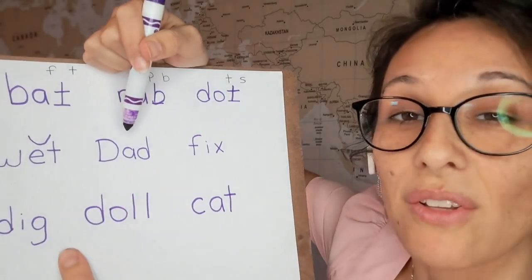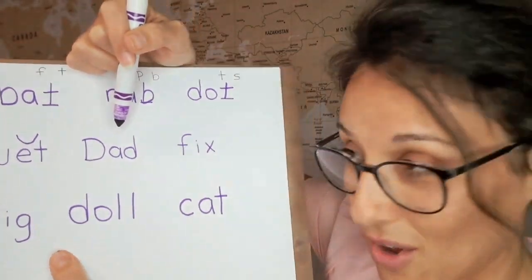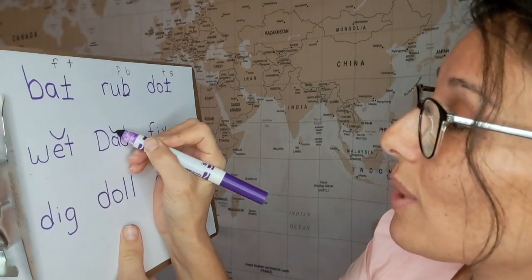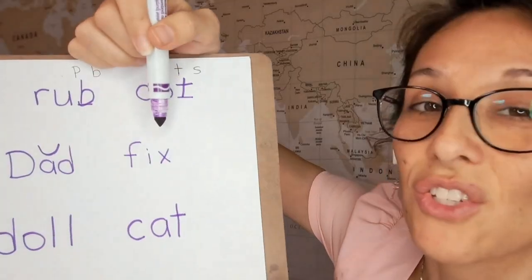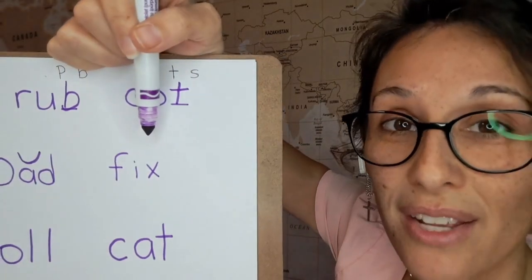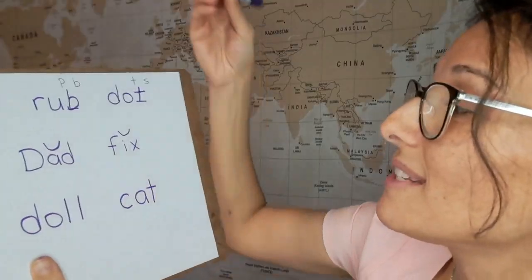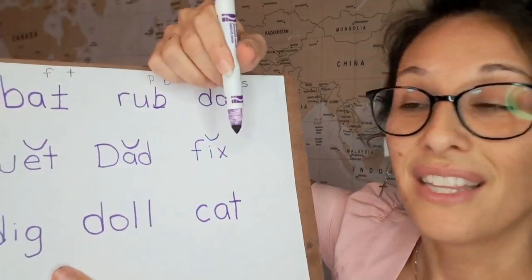Now, how many vowels are in this word? 1 also. So we will give this one a smiley face also, and that means it says its short sound. 1 more let's do. And it also has 1 vowel. So we'll give it a smiley face, which means it says the short sound for I. Okay, now let's read these 3.